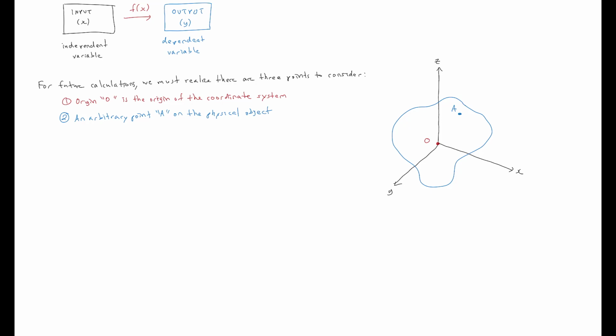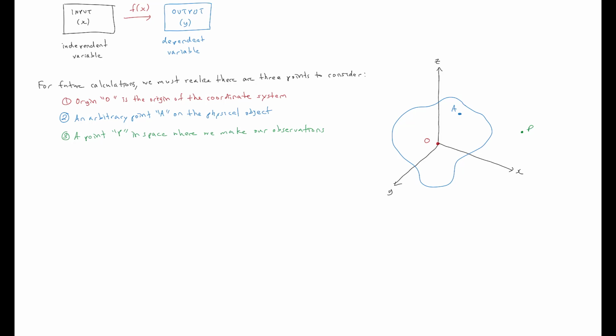And last but not least, we now have our origin from the coordinate system. We have an arbitrary point on the object. We need to be able to make our observations from some point in space. And we're going to call that point in space P. So let's call that P over here. So number 3, a point P in space where we make our observations. Okay, so now we have 3 points.